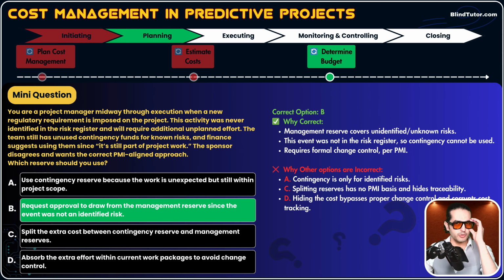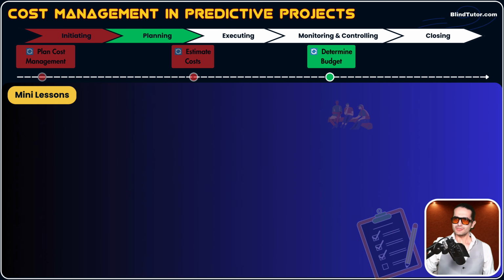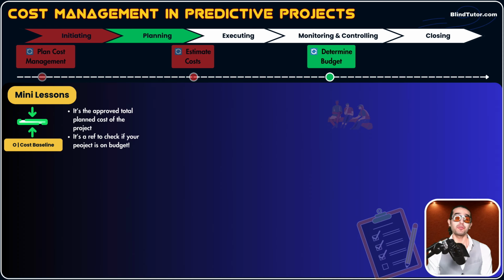Awesome. Now it is time to get into the outputs of the determine budget process and create the last baseline we were expecting, guys, and it is called cost baseline. So let's get it done. All right. Look up there, guys. Cost management in predictive projects. What phase? Planning phase. What process? Determine budget process. And welcome to the outputs of this process. The first and the most important output is cost baseline. The third baseline that we're gonna uncover, guys.